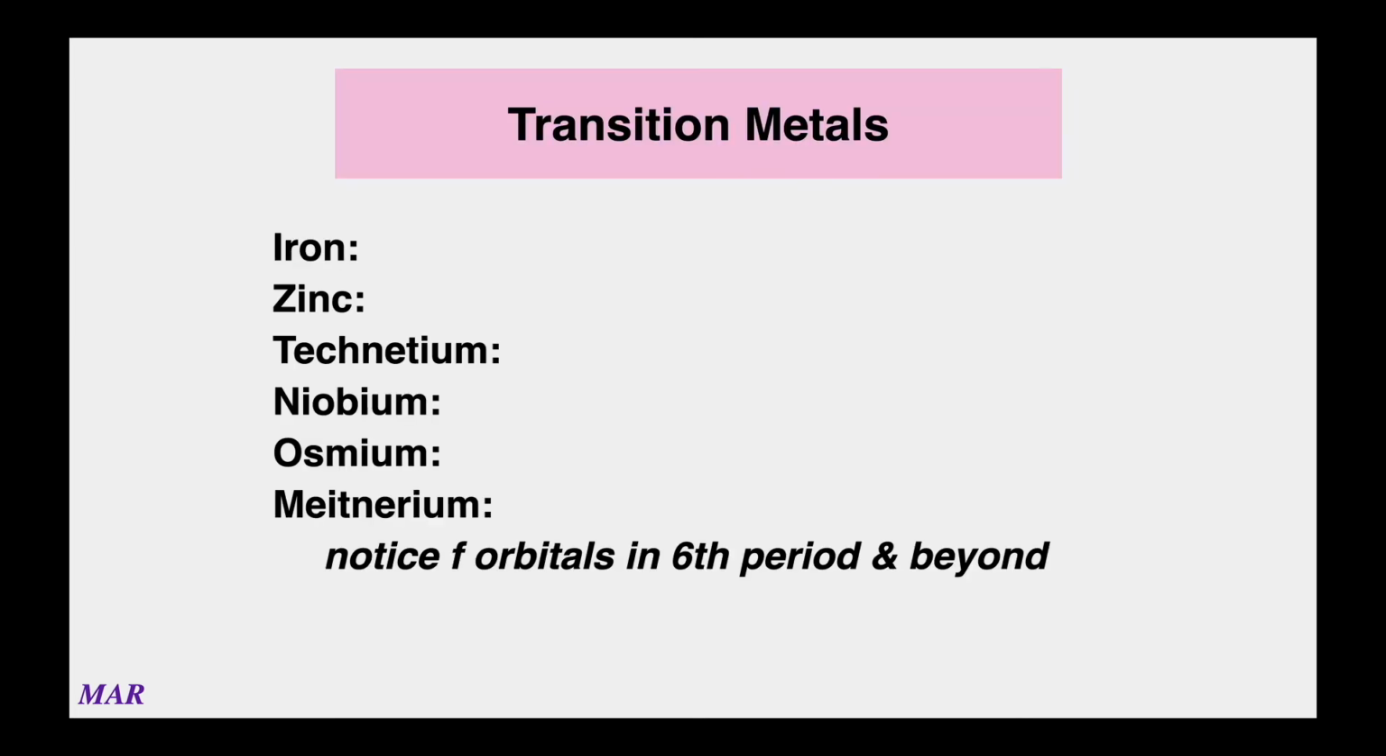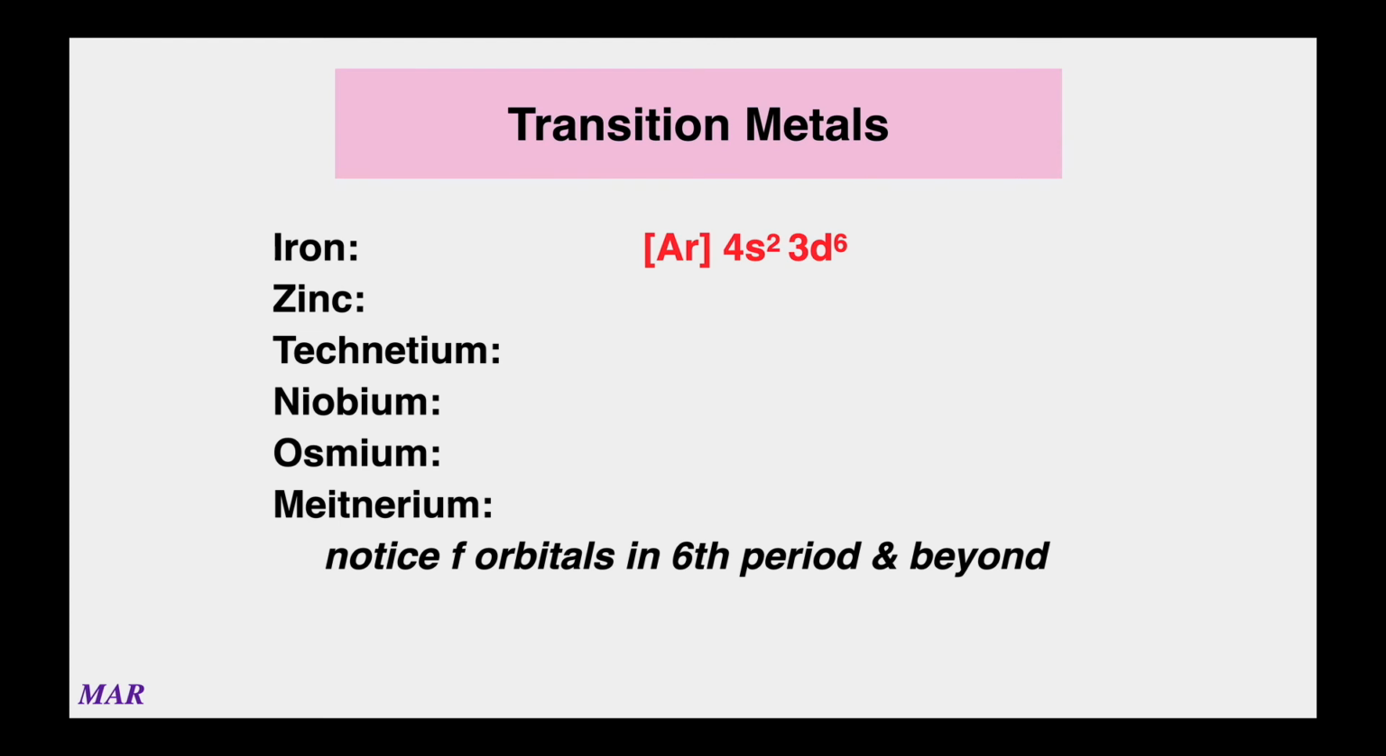Here's just some things you can check yourself. If you'd like to pause before I give you the answer, that's fantastic. But I'd like you to figure out, for example, the electron configuration for iron. And I would use noble gas notation just because it gets kind of crazy. Iron has an argon core, 4s2, 3d6.